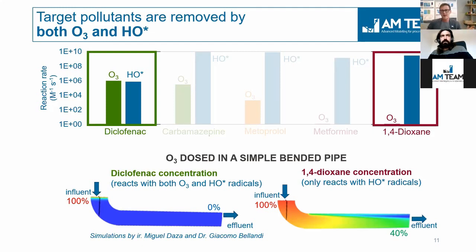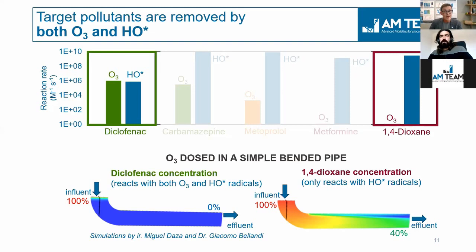Well, you have diclofenac and 1,4-dioxane. When we have a very simple bent pipe, so this is just a pipe, this is a CFD simulation. It includes the kinetics. So the kinetics just predict the ozone decay, production of radicals, the oxidation of your micropollutants. You can see if you add it at the top, the diclofenac at the left is almost completely removed in the first seconds or milliseconds of your dosage. So it doesn't even enter or exit this pipe.